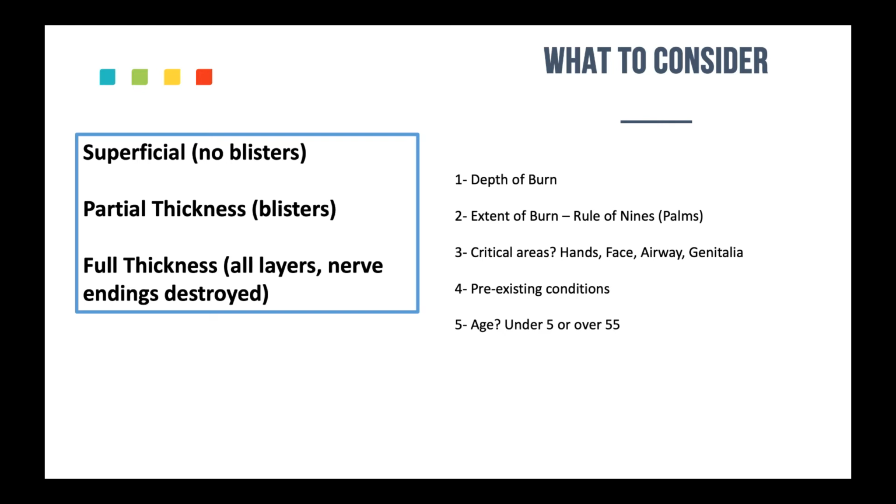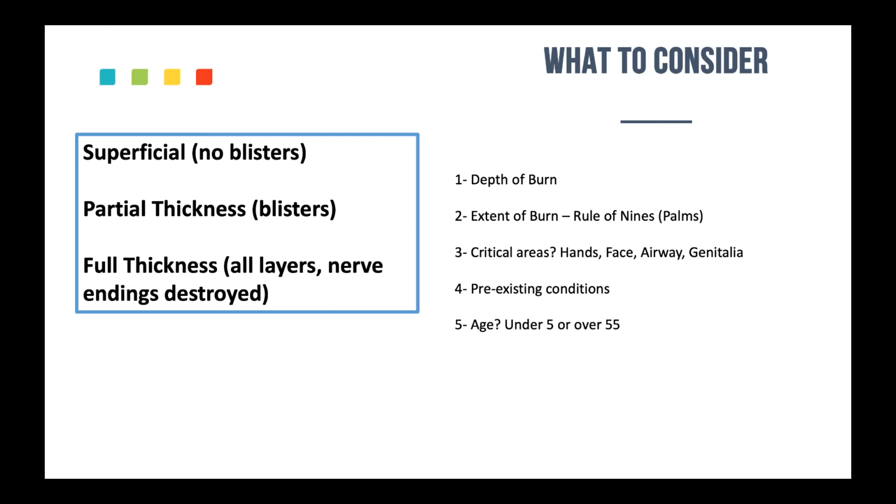Respiratory issues, right? Upgrade that if they have a pre-existing medical condition. And like I mentioned in the previous slide, think about the patient's age. If they are under 5 or over 55, you want to upgrade that classification as well. Think about other things that might be going on and the dangers that are involved.